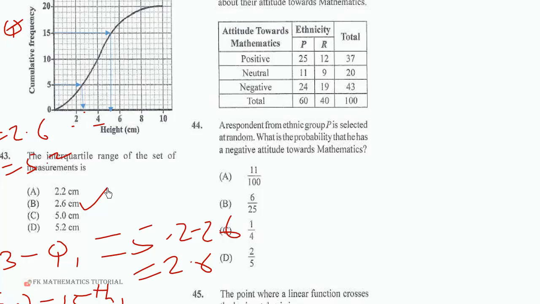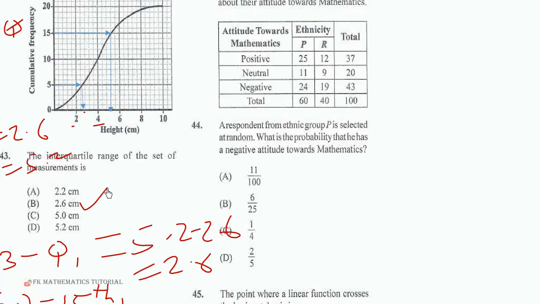Item 44 refers to the following table, which shows the result of a survey of 100 persons from two major ethnic groups, P and R. Respondents were interviewed about their attitude towards mathematics. So we have attitudes toward mathematics, negative, we have the ethnicity, P and R. We are asked: a respondent from ethnic group P is selected at random. What is the probability that he has a negative attitude towards mathematics?